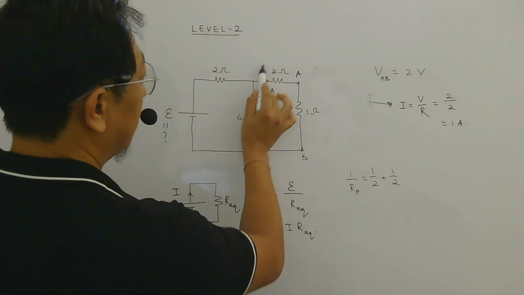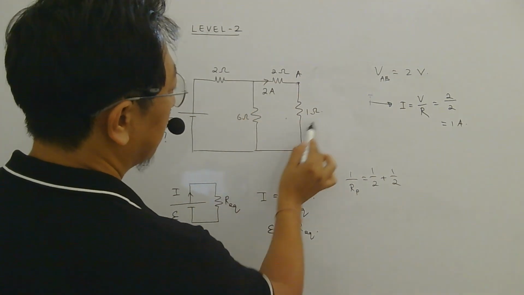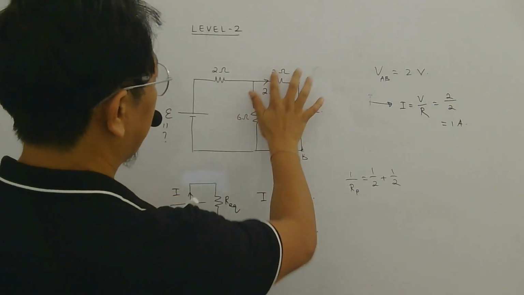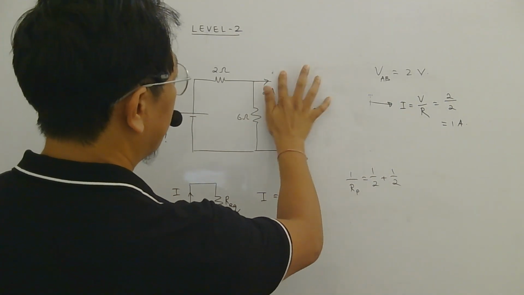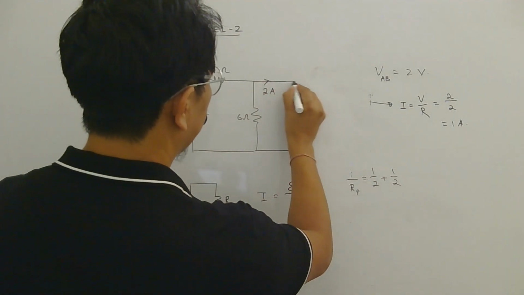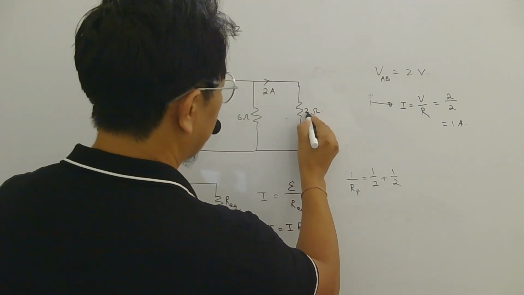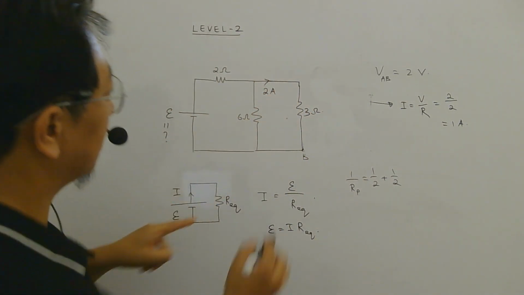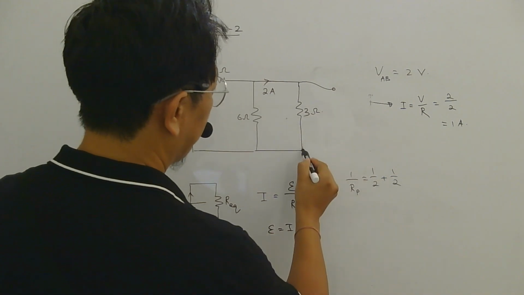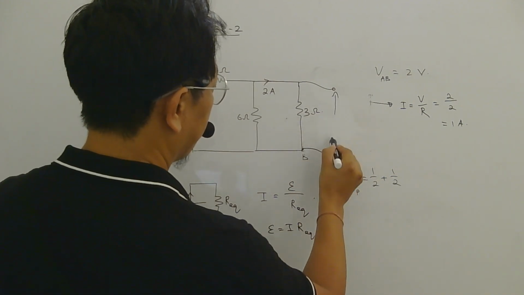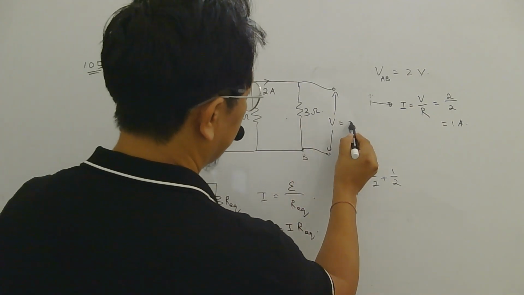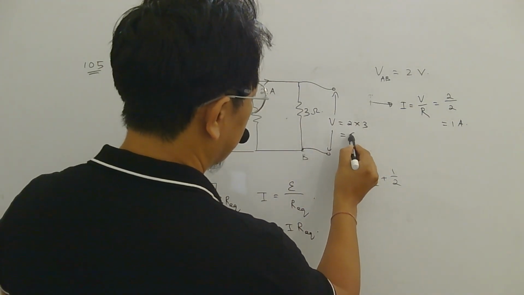Also you can see 2 ohm and this 1 ohm are in series, right? Same current will flow. So these two can be replaced by equivalent resistance, which will be 2 plus 1, 3 ohm. Now 2 ampere current is flowing like this. So voltage here will be what? I into R. I is 2, R is 3. So 2 into 3, 6 volt.